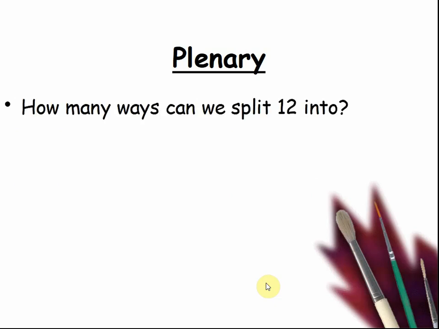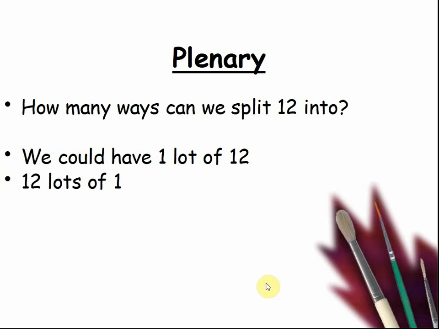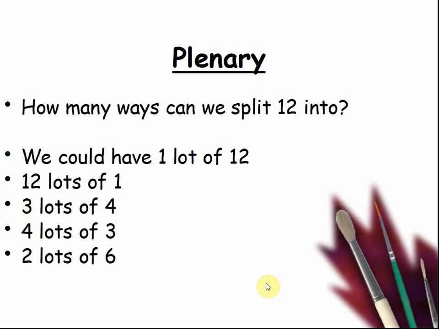How many ways can we split 12 into? Pause the video while you work it out. We could have 1 lot of 12, 12 lots of 1, 3 lots of 4, 4 lots of 3, 2 lots of 6, or 6 lots of 2. So there are lots of ways we could make an array using 12 pegs.